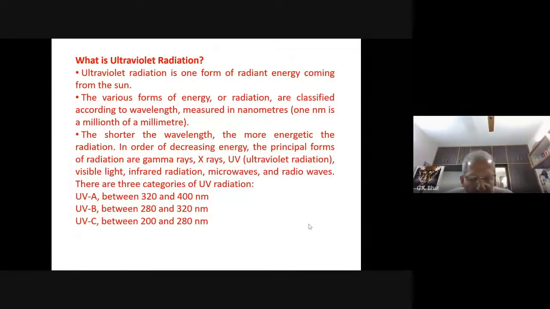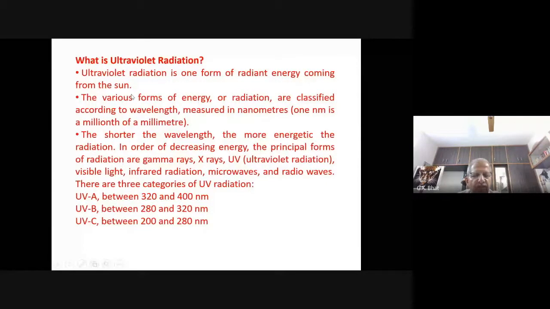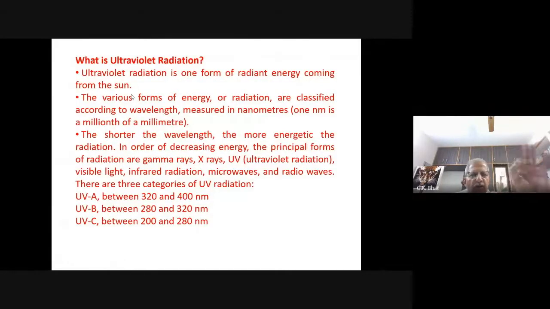You must know, many times we say UV radiation is harmful. Is it all types of it? Are there different types of UV radiation? Yes. Ultraviolet radiation is one form of radiant energy coming from the sun. If this touches the DNA, it breaks down the bond between DNA and the protein. Then it's harmful. The various forms of energy or radiation are classified according to wavelength, measured in nanometers.